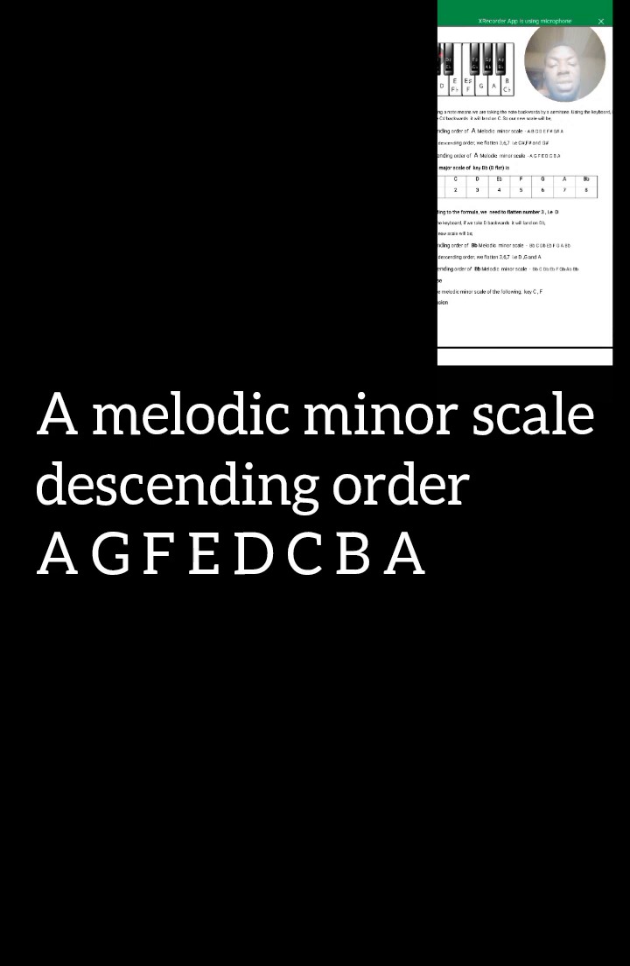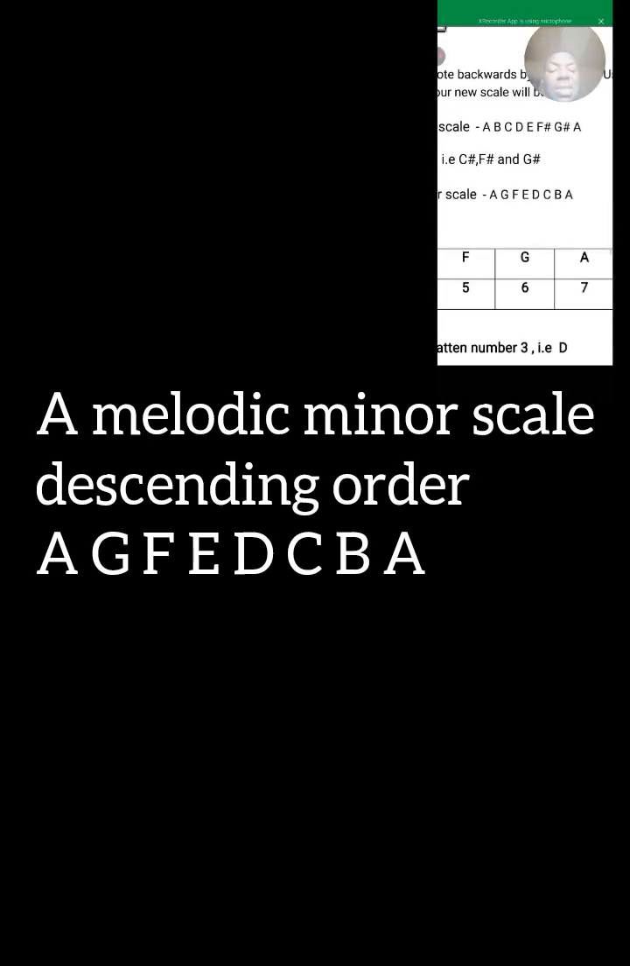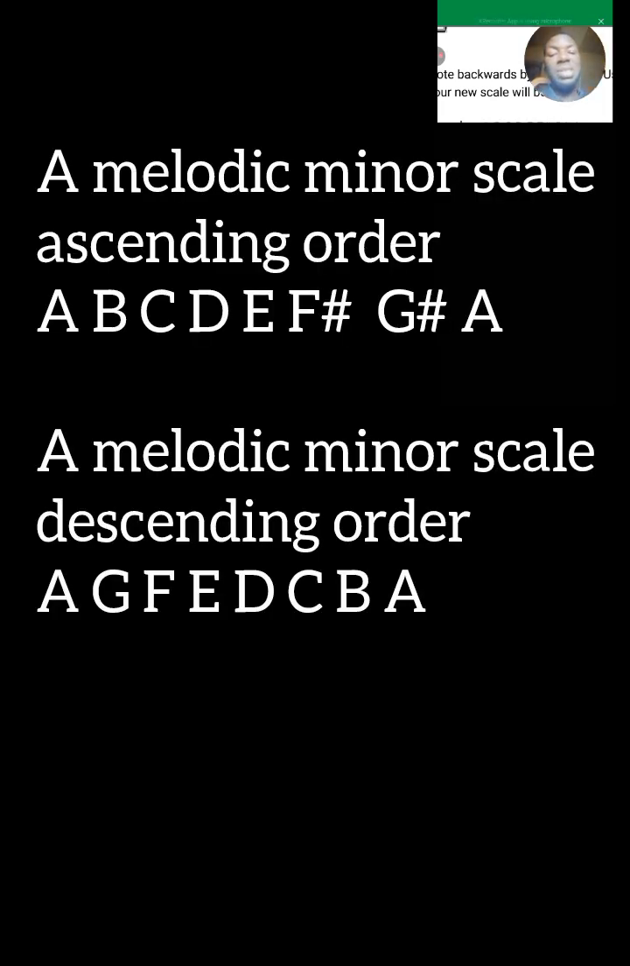So the three notes are flattened. Our new scale now becomes A, G, F, E, D, C, B, A. Notice that this scale is written from the top down because it is descending, so it's going down. But when it was ascending, it was A, B, C, D, E, F sharp, G sharp, A. That one was going up. Descending is coming back, so we start from the last note back, and then we flatten number 7, number 6, and number 3. Good? Alright, let's look at another example.